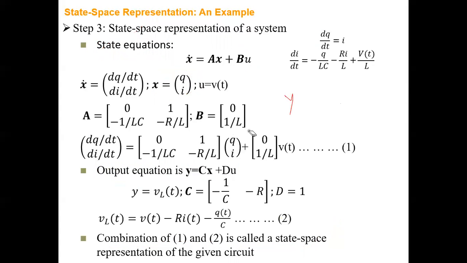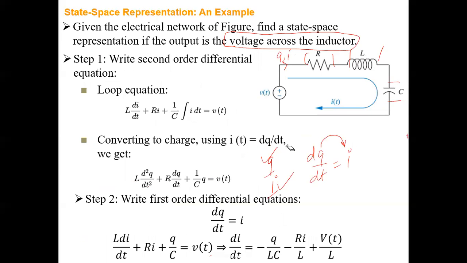So can I write my output equation like this? What is your y? Y is VL, right? It's given in the problem. This is your y. Now, how do you figure out your C? How do you figure out the C there? How do you get the VL? Let me go back to the picture here. Let's do the equation again. What is the loop equation again? Let me write the loop equation.